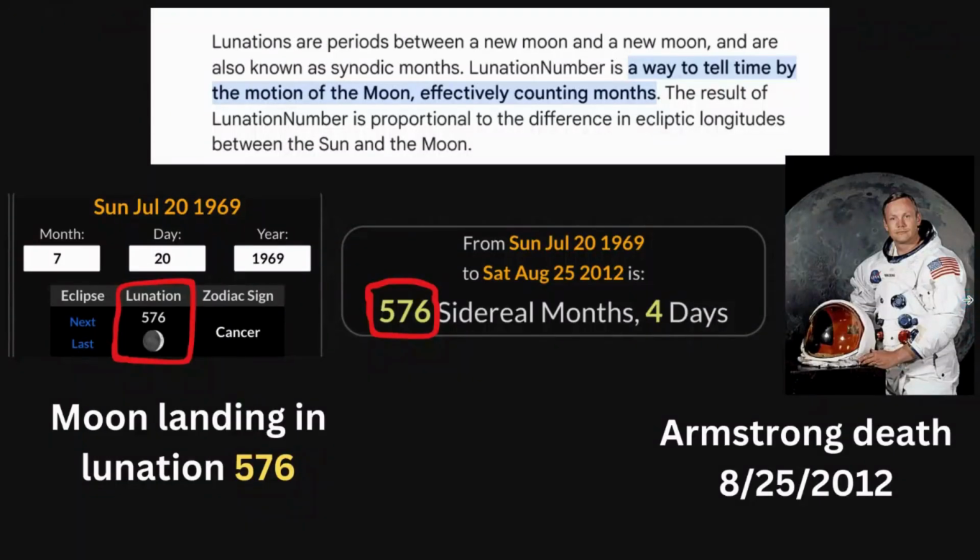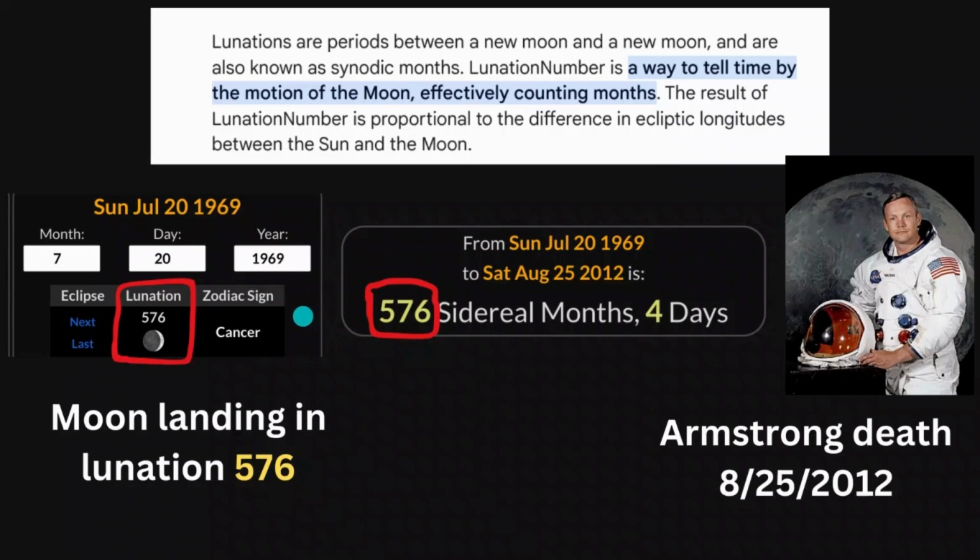So, the moon landing happened in lunation 576. Now, what is a lunation? A lunation is counting the new moons. Okay, so ever since 1923, they started counting the moons. And from the start of the counting of the moons to the moon landing was 576 moons. At first you might be like, okay, what's the importance of this number? It's a random number. It doesn't seem to mean anything, but I can certainly tell you it means a lot.